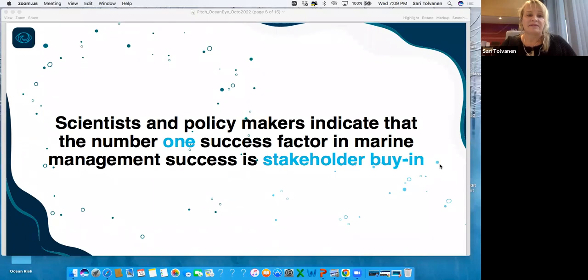And yeah, this is a well-known fact, but obviously stakeholder buy-in in a lot of the marine management measures, such as MPAs, is a key success factor. And this is the pain point that we're trying to address: how to ensure that stakeholders buy in to marine conservation and also benefit from it.